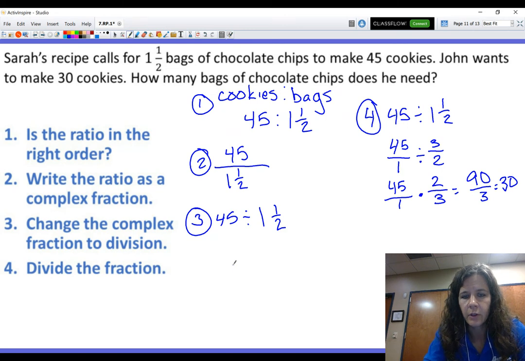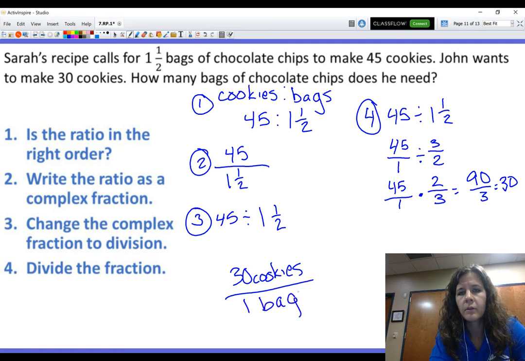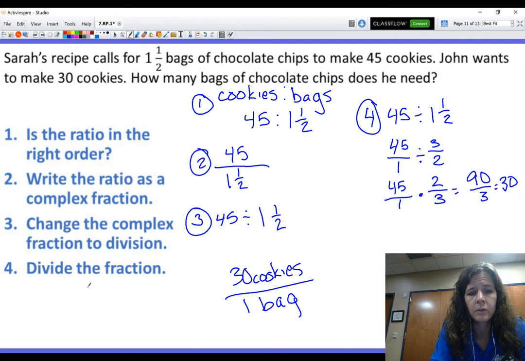So he needs 30 cookies to 1 bag of chocolate chips. So that answers our question. How many bags of chocolate chips does he need for 30 cookies? He needs 1 bag.